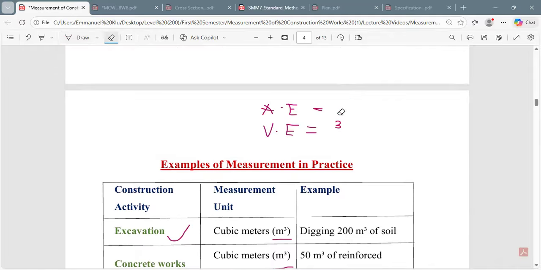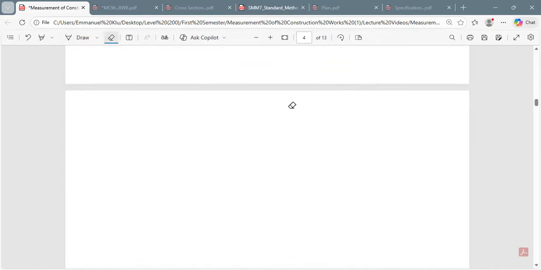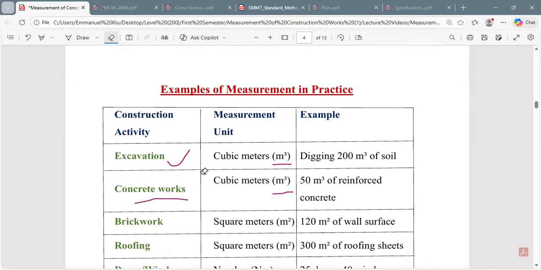So I believe at this point I can clean the board. We are good to proceed.